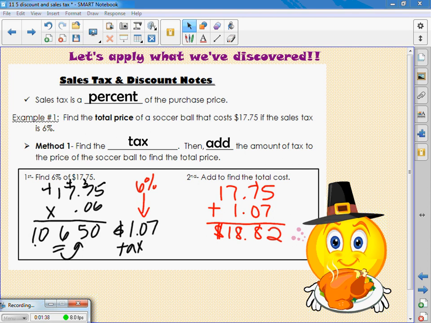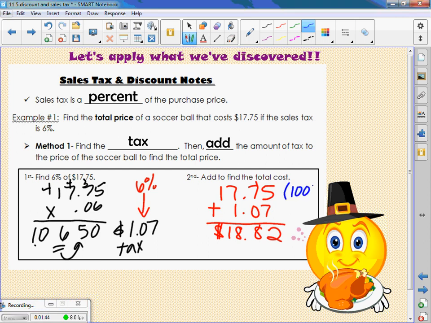So something that I was showing earlier was the soccer ball is $17.75. That represents 100% of the cost of the soccer ball. Tax was 6% of the cost of the soccer ball. So the total cost represents 106% of the cost of the soccer ball. Okay?